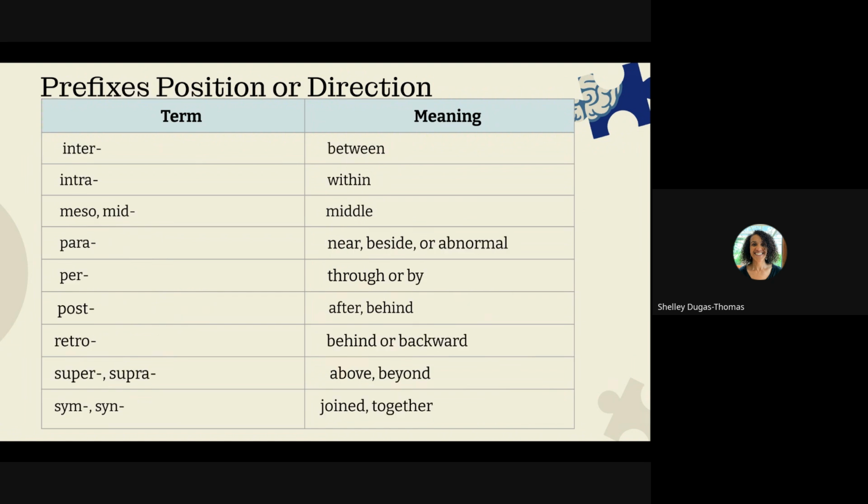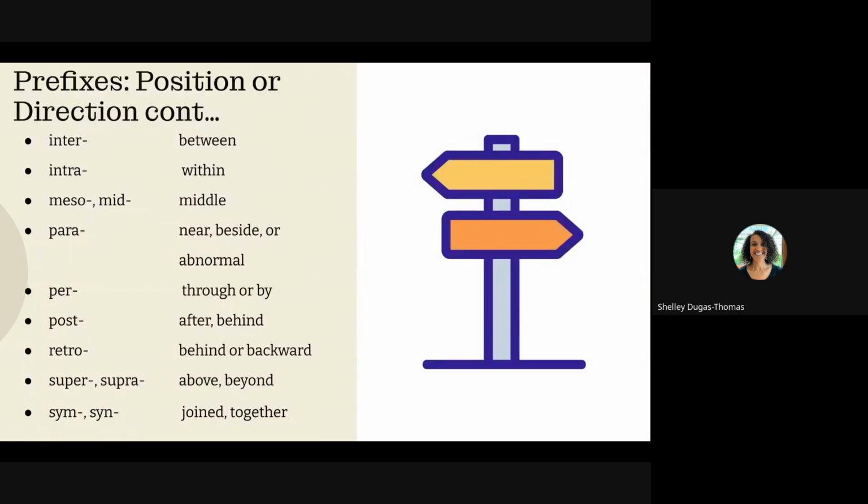And we covered some of these. So let's look at these positions or directions. So inter, which means between. So intercostal muscles are the muscles found between your ribs, and rib is cost or costo. A memory trick for this is think of an interstate highway. It connects and runs between different states.